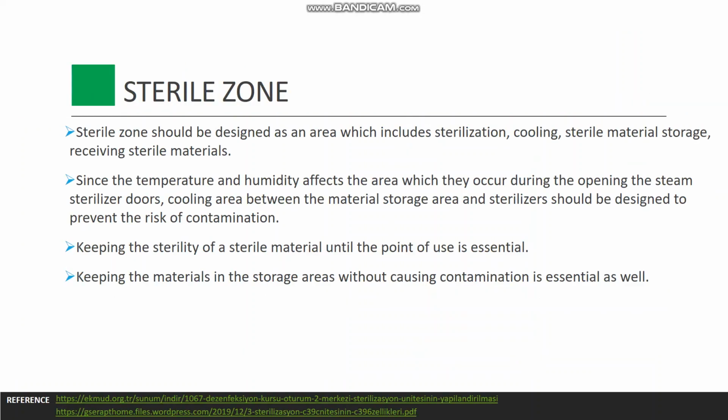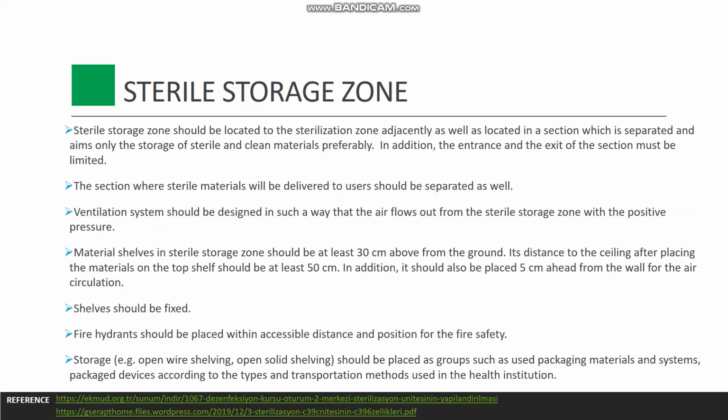Sterile zone. The sterile zone should be designed as an area which includes sterilization, cooling, sterile material storage, and receiving sterile materials. Since temperature and humidity affect the area during the opening of the steam sterilizer doors, the cooling area between the material storage area and sterilizers should be designed to prevent the risk of contamination. Keeping the sterility of a sterile material until the point of use is very essential. Keeping the materials in the storage areas without causing contamination is essential as well.